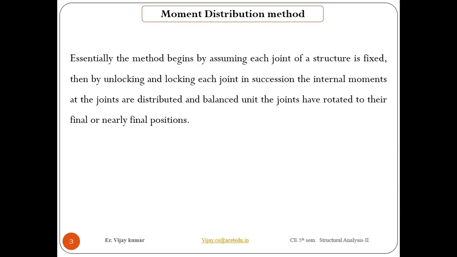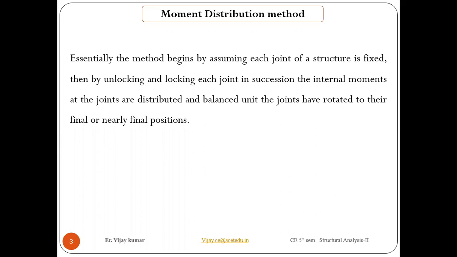So let's see how we can do it. Here the essential method begins by assuming each joint of the structure is fixed. So for the moment, we are assuming that each joint of the structure is fixed. Then by unlocking and locking each joint in succession, first we consider all joints to be fixed, then we unlock one and multiply by the distribution factor, then take that moment to the other joint, then lock it, then unlock it, and these are the steps that we need to follow.